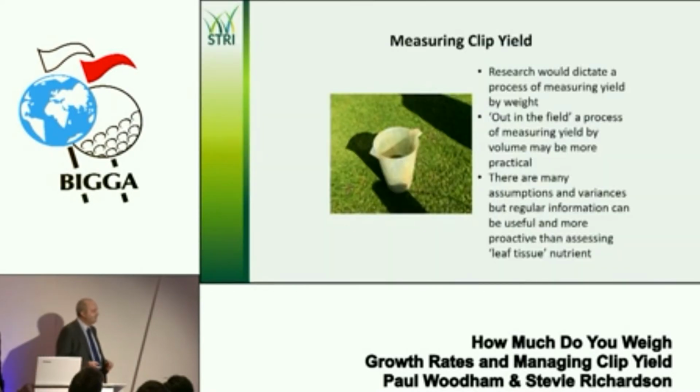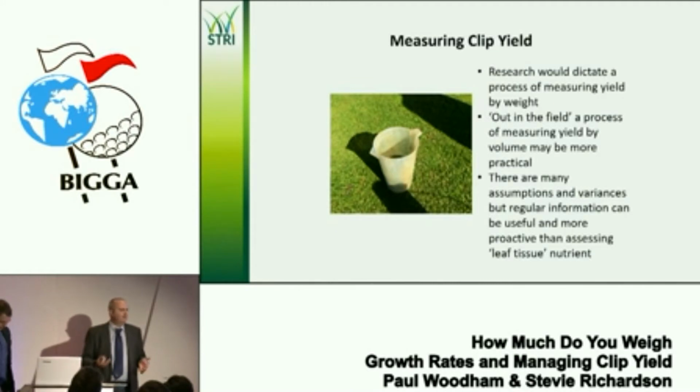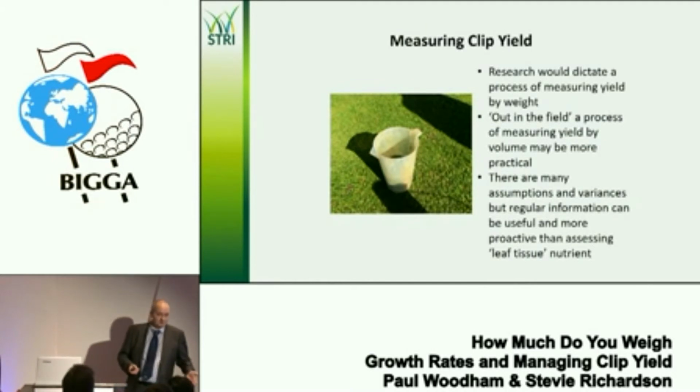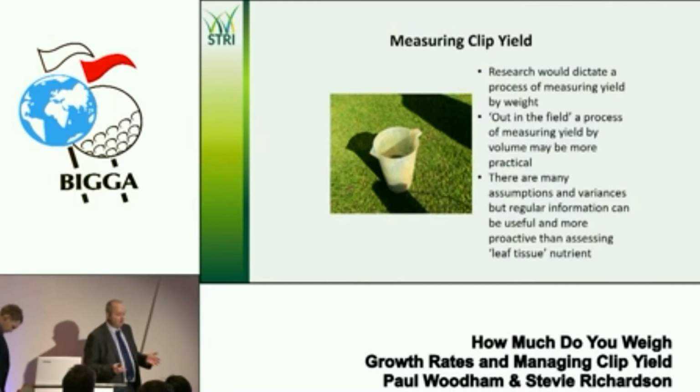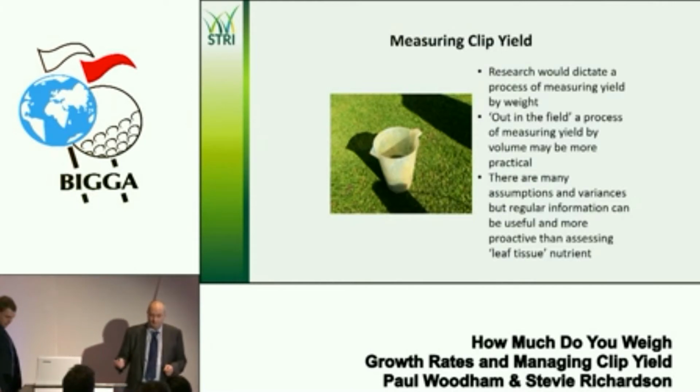Let's think about that process. Measuring clip yield is commonly used in research, and it's nearly always done by weight. Now, that can be quite challenging out in the field. The weight of what you're collecting is going to be influenced by how much moisture is in the leaf. Is it a dry cut, wet cut, etc.? So out in the field, maybe measuring by volume might be more practical.